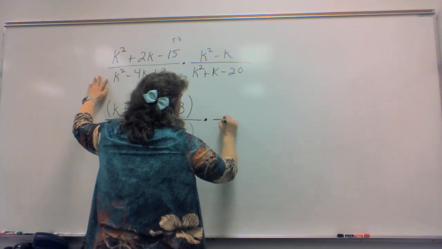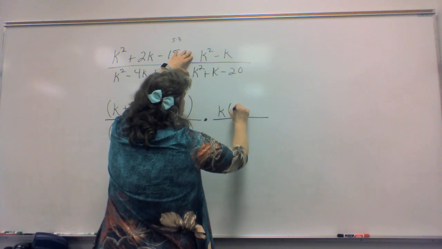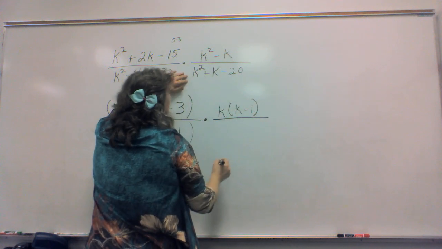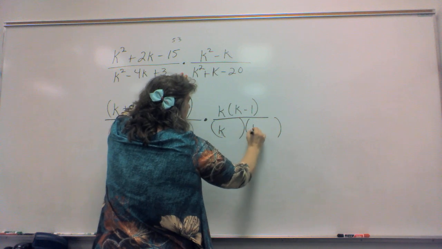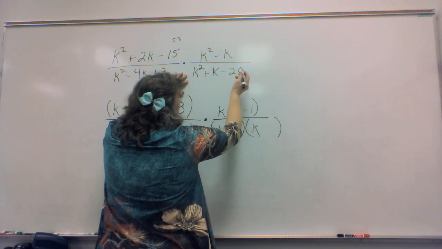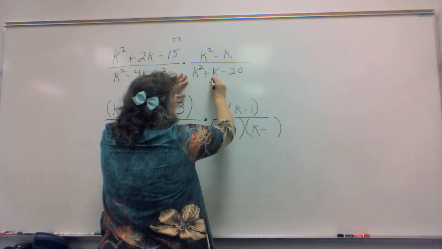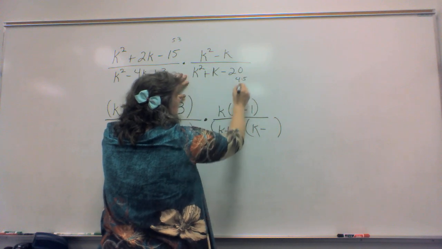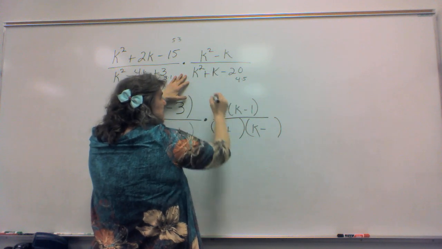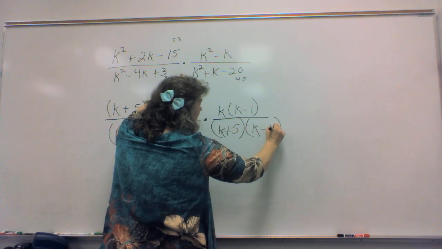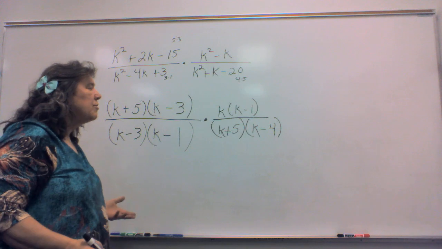Now let's look at the second expression. You have a common factor of k, so it's k times k minus 1. And the denominator has two binomials again, k times k. Negative 20 means that you're going to have a positive and a negative. And 20 that has a difference of 1 is 4 times 5, and 5 minus 4 is 1. So my plus is in front of my k in the middle, so my 5 has to be positive. My 4 is negative. 5k minus 4k gives you 1k. So they're all the way factored.